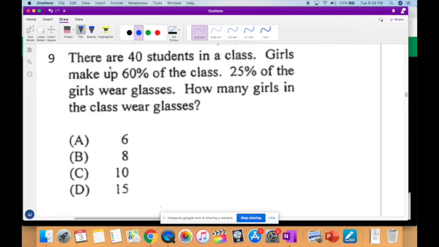So there are 40 students in a class. Girls make up 60% of the class. 25% of the girls wear glasses. How many girls wear glasses?